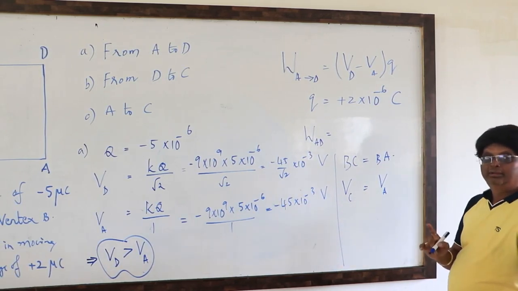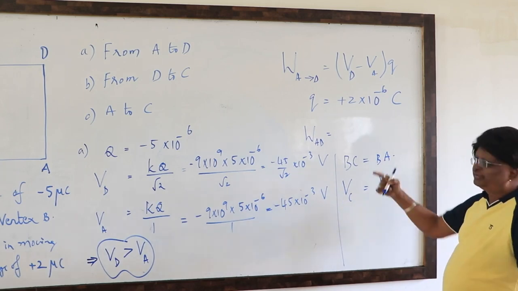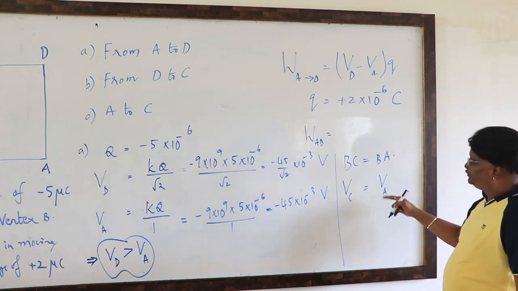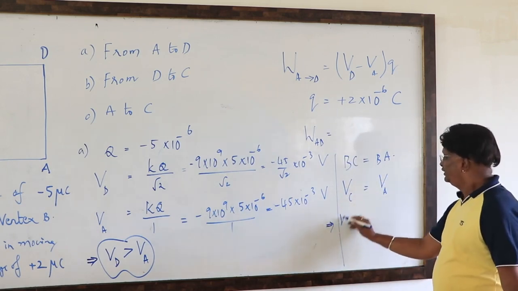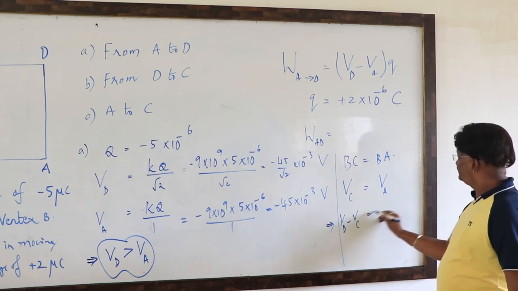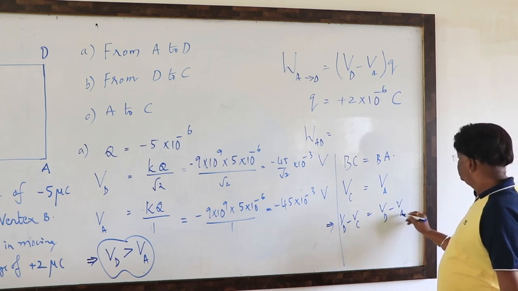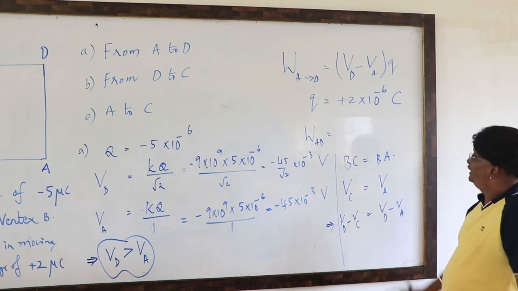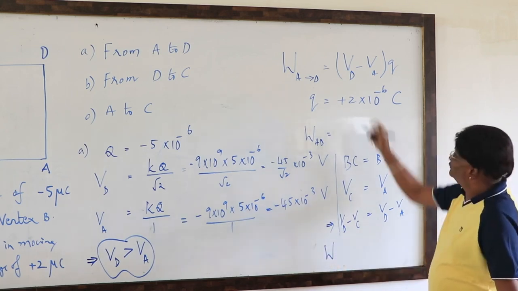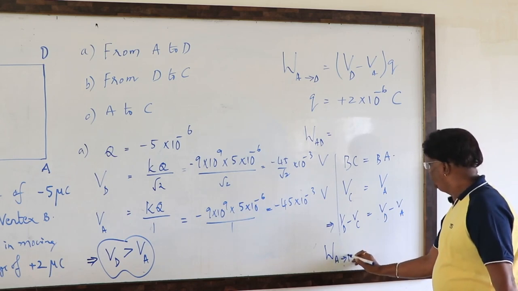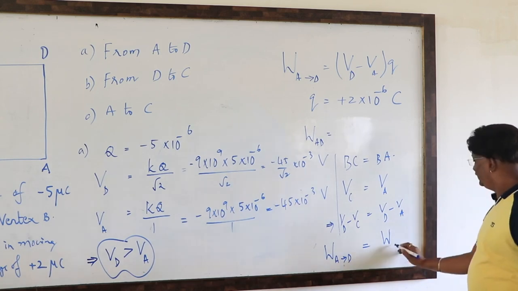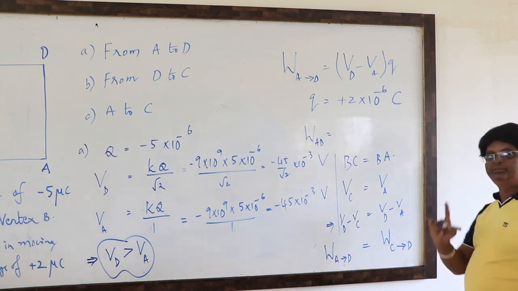A and C are at same potential. There is no potential difference between A and C points. Since VC is equal to VA, what does it mean? It implies VD minus VC is equal to VD minus VA. Therefore, earlier we said work from A to D is same as work from C to D.